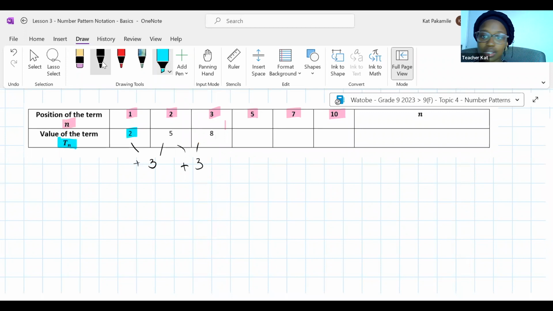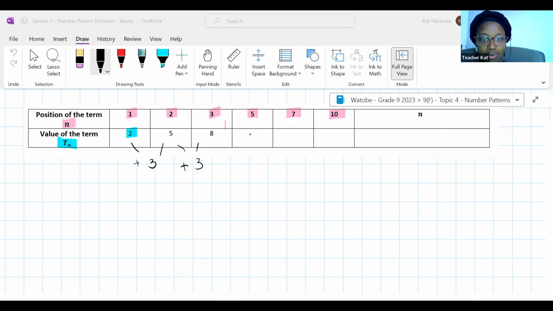I see Asante says 14. All right. So guys, number 4 will be 8 plus 3, which is 11. And then number 5 will have to be 11 plus 3, which is 14. Indeed, Asante, thank you very much for answering that question.